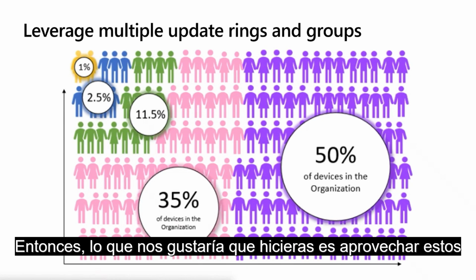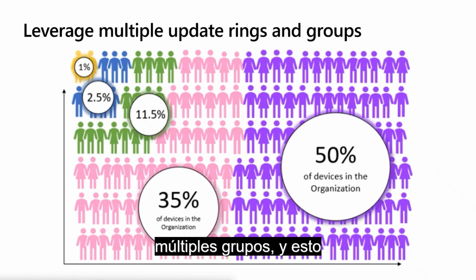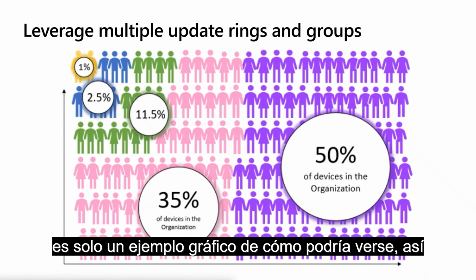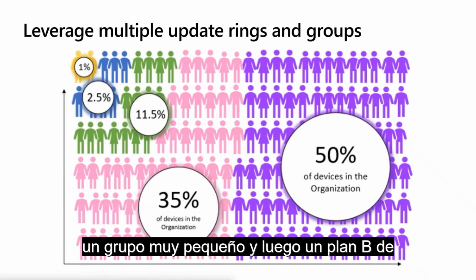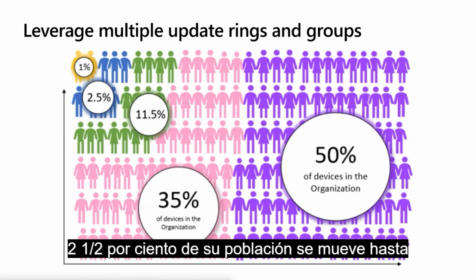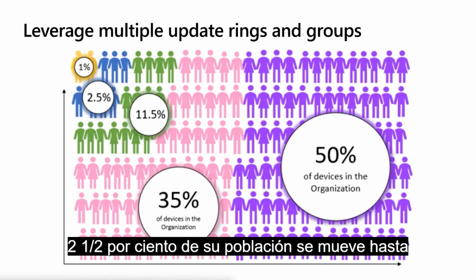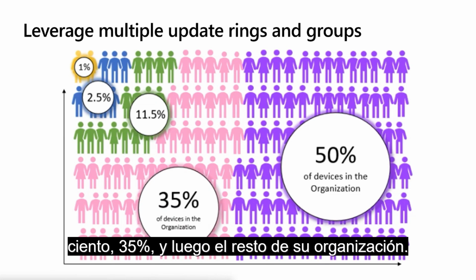So what we'd like you to do is to leverage these multiple groups, and this is just a graphical example of what it might look like. So maybe a very small group, then a larger group, maybe 2.5% of your population, moving on up to 11%, 35%, and then the rest of your organization.